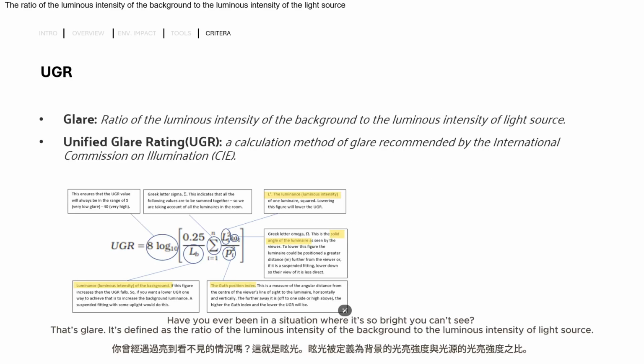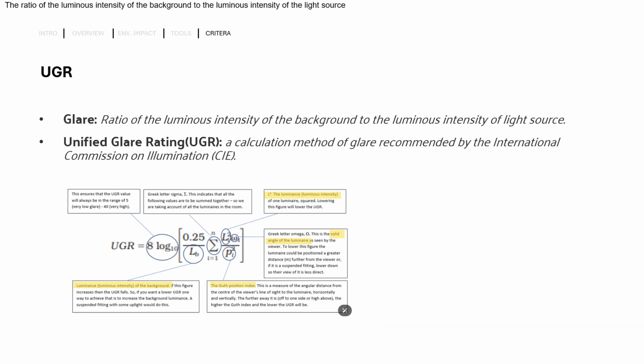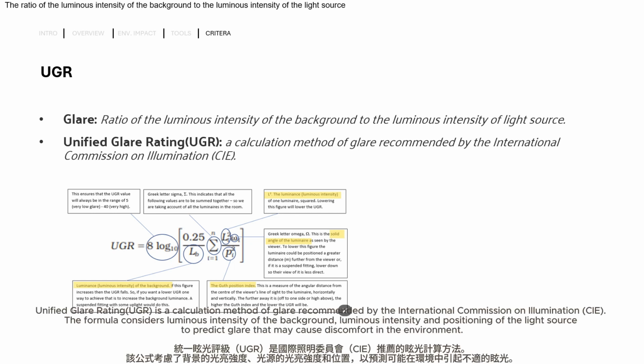Have you ever been in a situation where it's so bright that you cannot see a thing? That's glare. It's defined as the ratio of the luminous intensity of the background to the luminous intensity of the light source. Unified Glare Rating, UGR, is a calculation method of glare recommended by the International Commission on Illumination, CIE. The formula considers luminous intensity of the background, luminous intensity and positioning of the light source to predict glare that may cause discomfort in the environment.